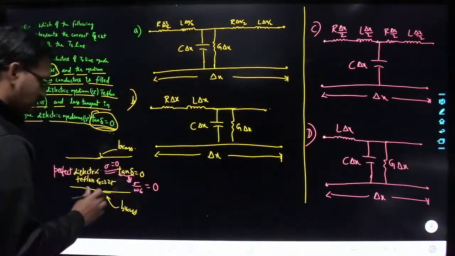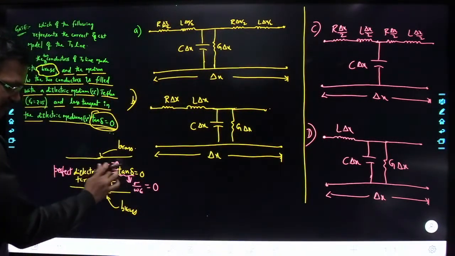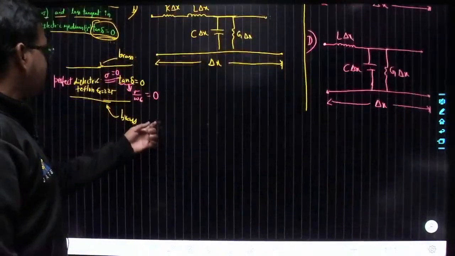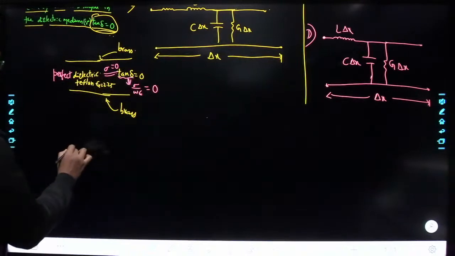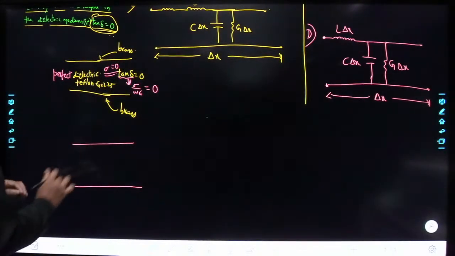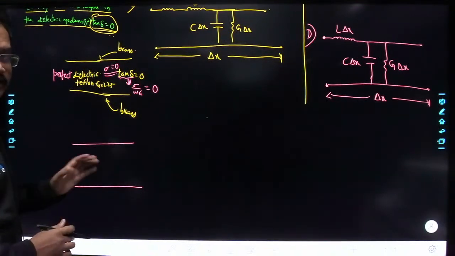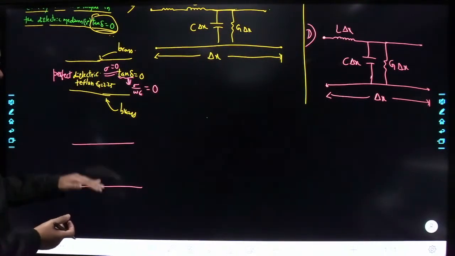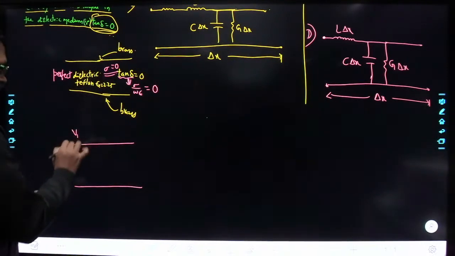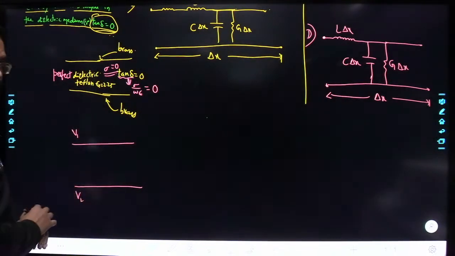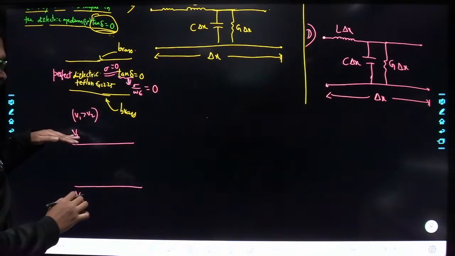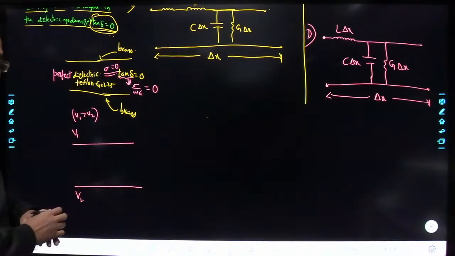So here they have given that the conductivity of this medium is equal to zero. What happens if the conductivity of this medium is equal to zero? You have two transmission lines. We know that these two lines are going to operate at different potentials. Let us say one is at V1 and the other at V2, and we know that V1 is greater than V2. That means one is at higher potential and the other at lower potential.